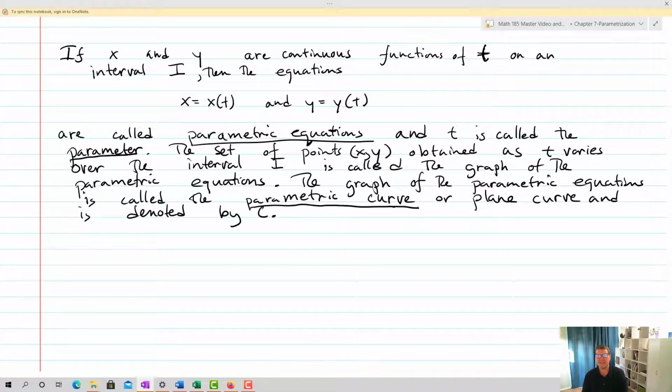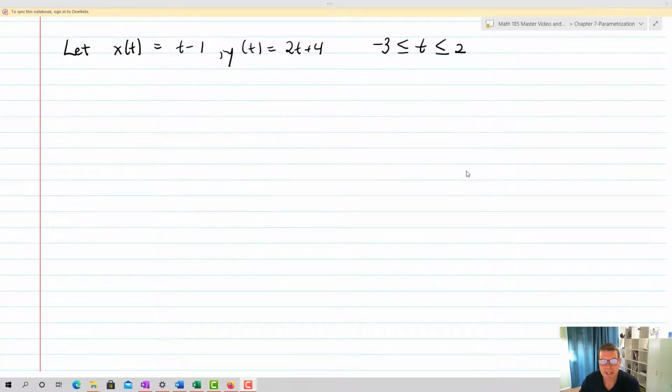Now, the thing is that if we look at these things statically, we don't really see any difference between what we have in terms of a parametric equation and what we get when we look at just a normal rectangular equation. What we're going to see is that it actually gives us an added piece of information. So let's take a look at an example.